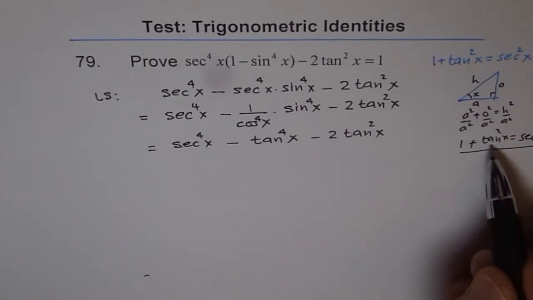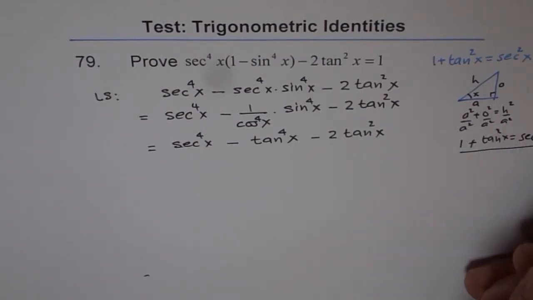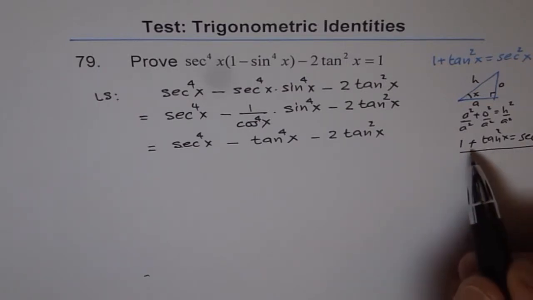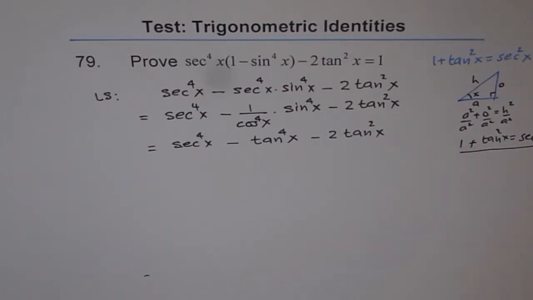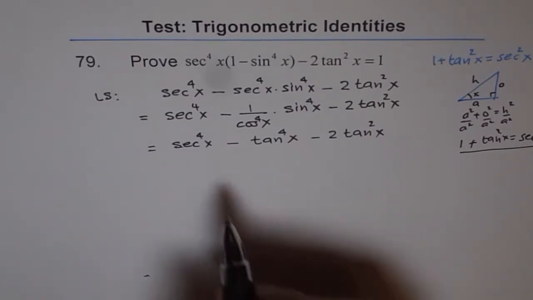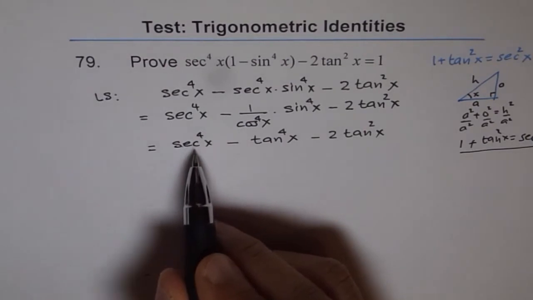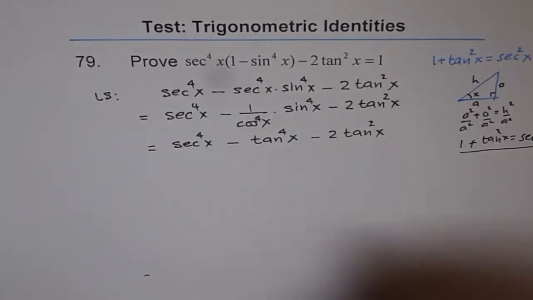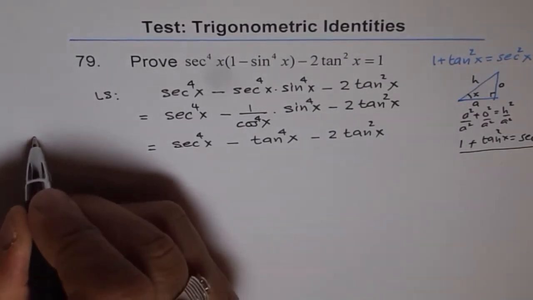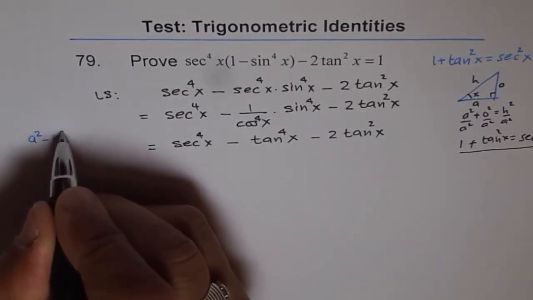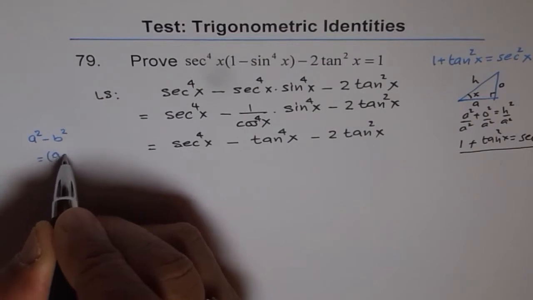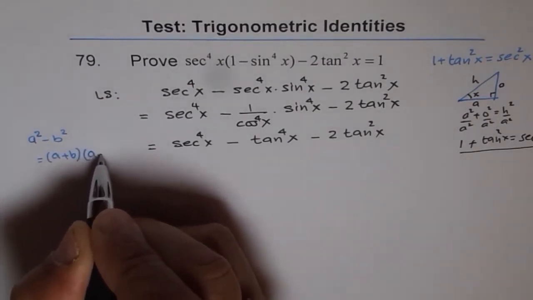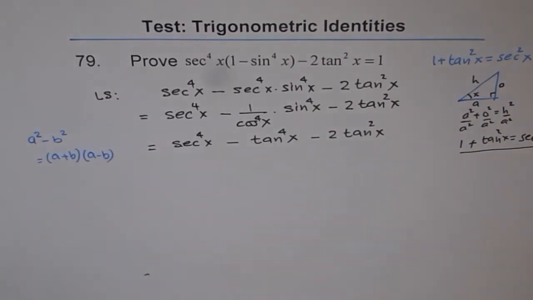How? So I can take tan square x this side, correct? So it becomes secant square x minus tan square x equals to 1, correct? So that is how I'm going to use it. I cannot put it in here because this is not squared. This is to the power of 4, right? So first I will use difference of squares. You remember difference of squares, which is a square minus b square equals a plus b times a minus b. So I'm going to use this first, okay?